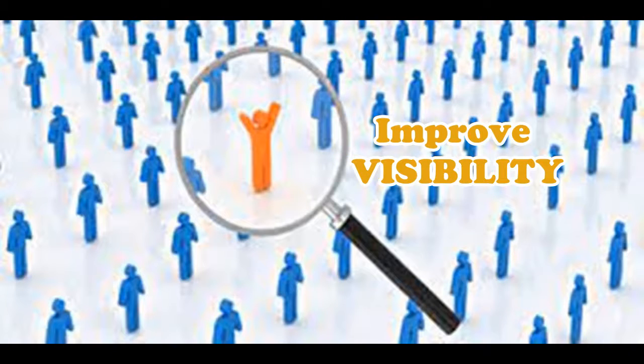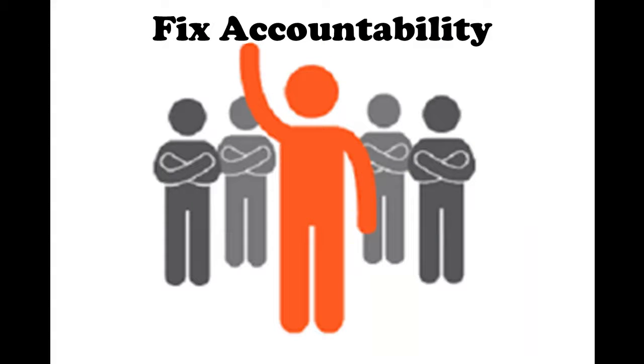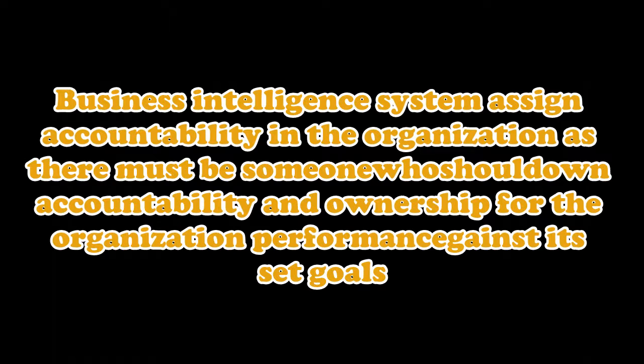Number 2. Improved visibility. Business intelligence also helps to improve the visibility of processes and makes it possible to identify any areas which need attention. Number 3. Fixed accountability. A business intelligence system assigns accountability in the organization, as there must be someone who owns accountability and ownership for the organization's performance against its set goals.